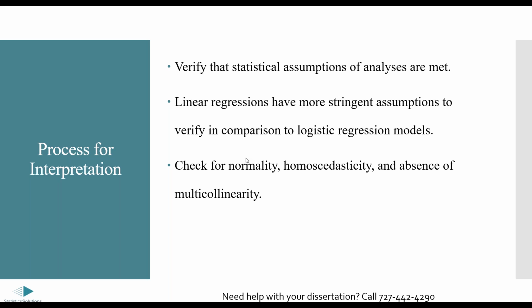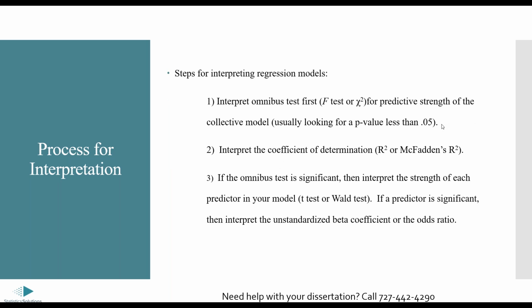Another way to check for multicollinearity is through variance inflation factors, or VIFs, as they're sometimes called. Ideally, those values are also low. Below 10 is the threshold typically for VIF values, indicating that you don't have a high correlation between your predictors. Once you've checked for assumptions, you then want to run your regression model and interpret.